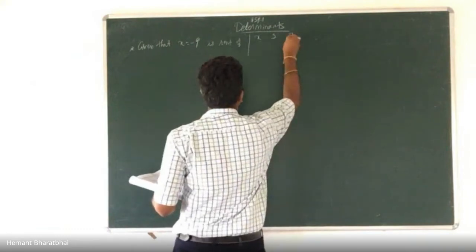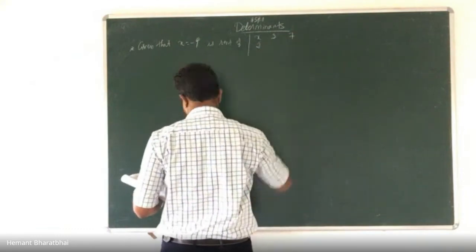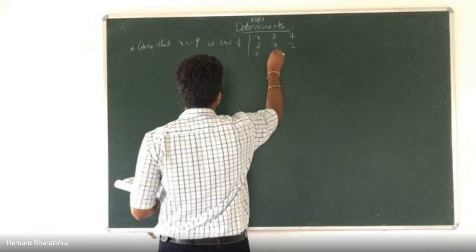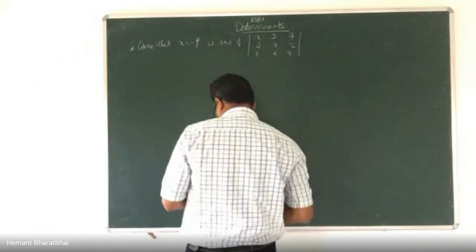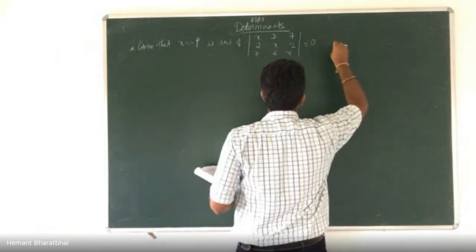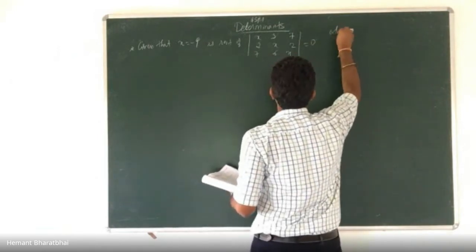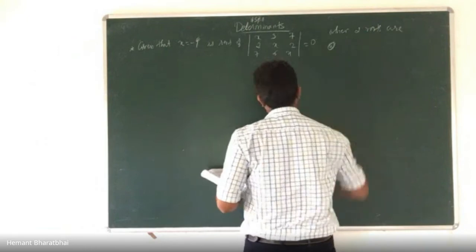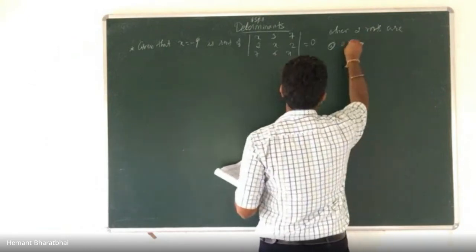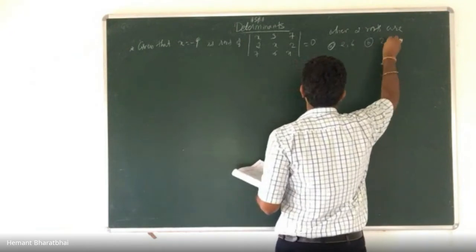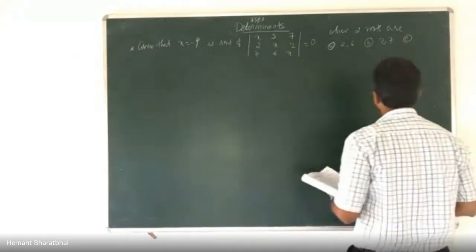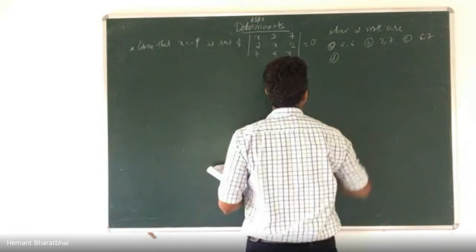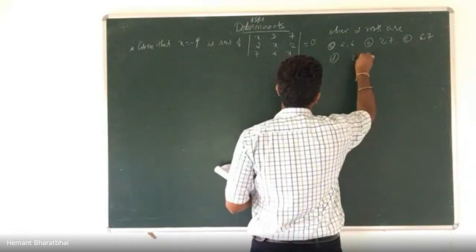x, 3, 7; 2, x, 2; 7, 6, x equals 0, then the other two roots are: option A, 2 comma 6; option B, 2 comma 7; option C, 6 comma 7; option D, 2 comma 3.